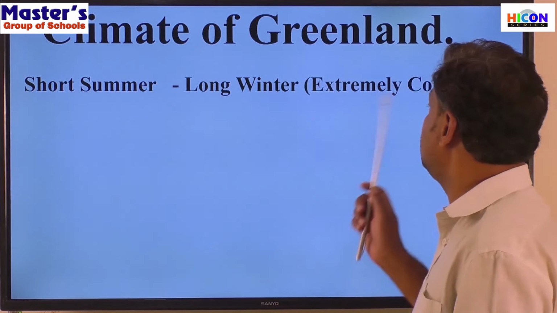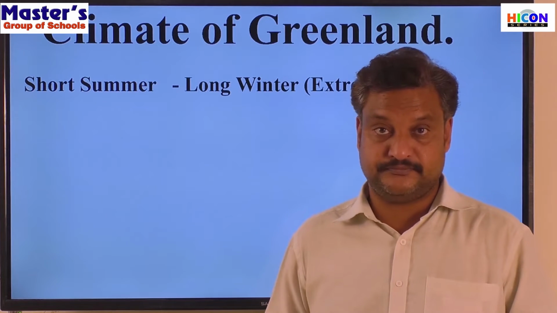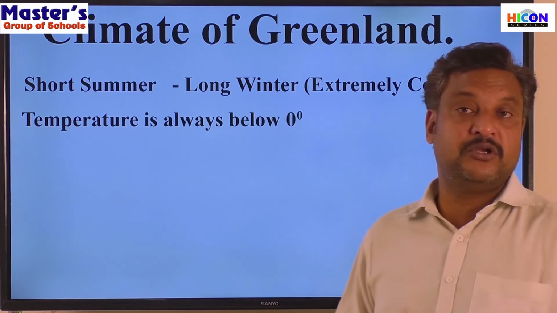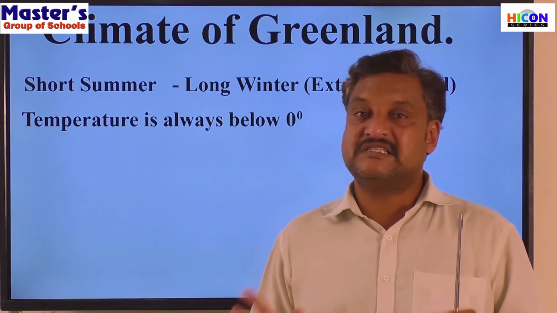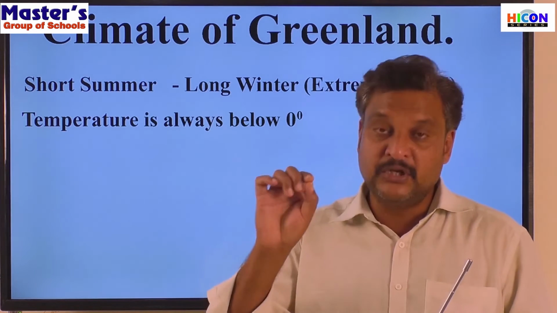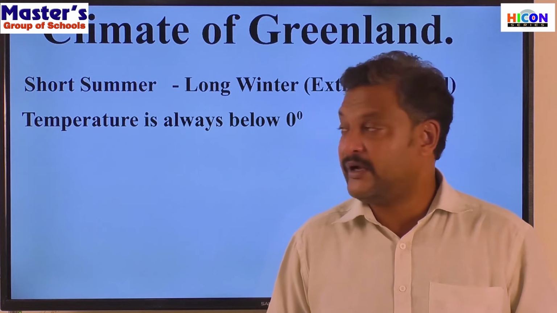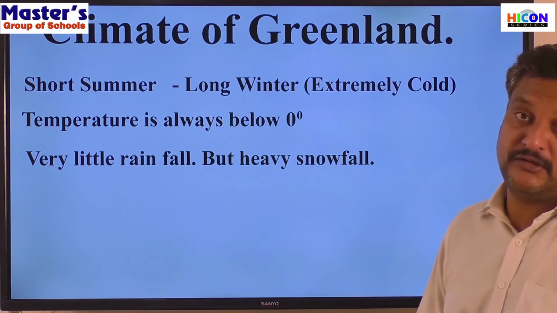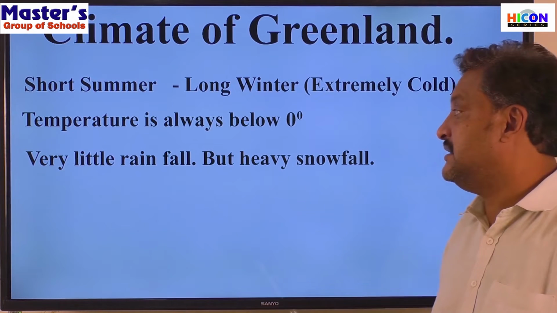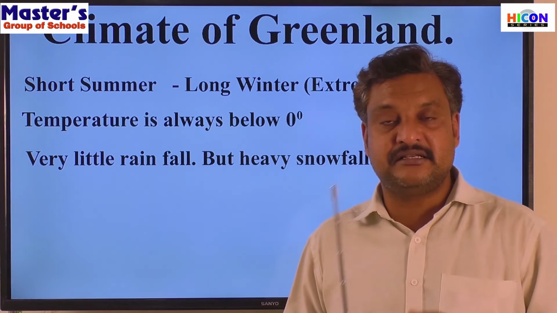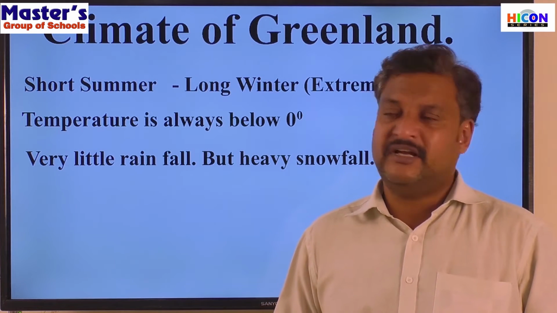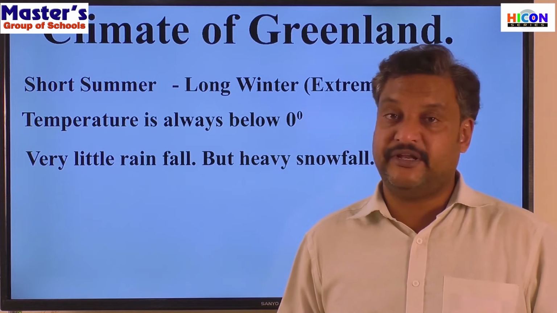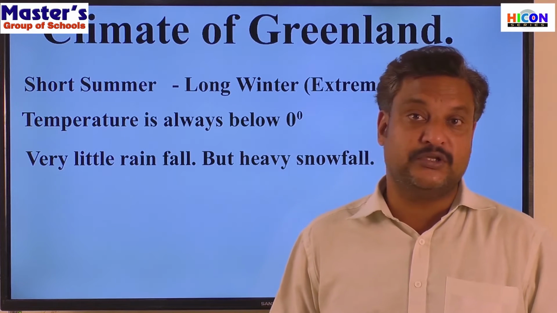And how are the winters? Extremely cold. Right? Then, temperature is always below 0 degrees. Even during summer, the temperature is below 0 degrees. Then, very little rainfall but heavy snowfall. This is another region in the world which receives very little rainfall. It almost doesn't rain at all throughout the year there, but snowfall is very heavy. It snows very heavily over there.